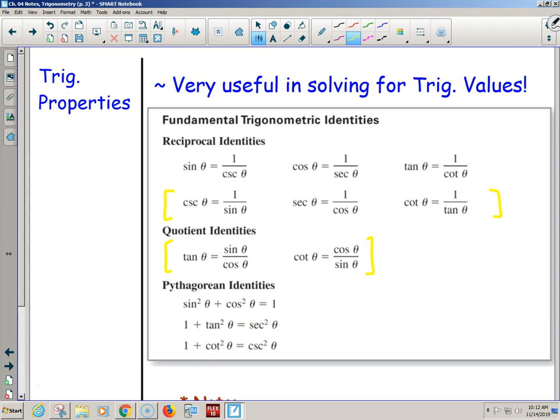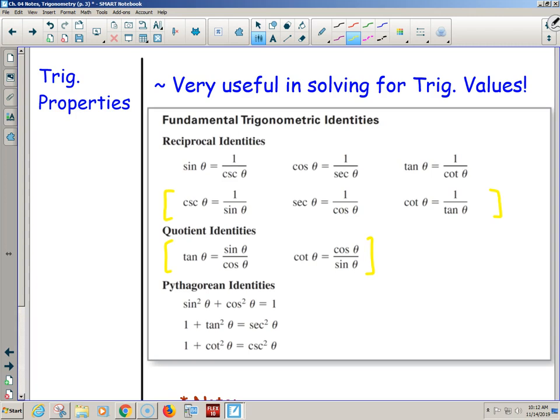Quotient properties. Who is tangent? Toa! Yeah, you're right. But who else is tangent? Sine over cosine. When you do sine over cosine, SOHCAHTOA, right? When you do sine over cosine, those h's always reduce, and so we end up just with the TOA. So, where did 1 come from?